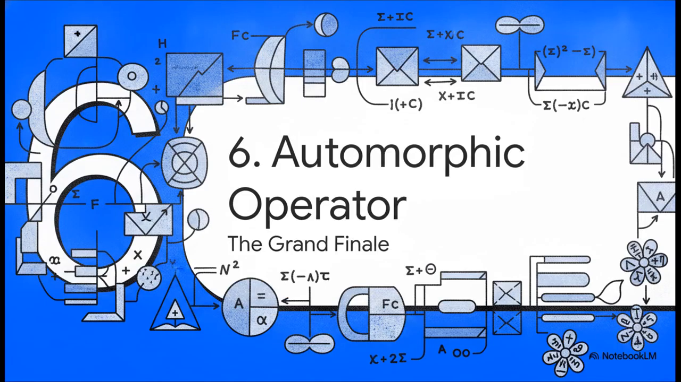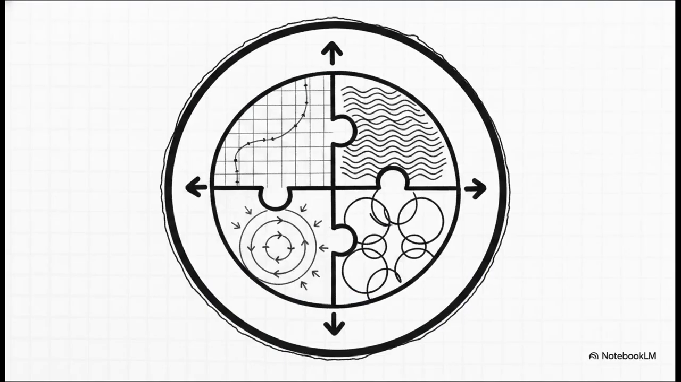Finally, we arrive at Section 6, the master automorphic operator. This is the grand finale of our mathematical tutorial, where we synthesize everything. We can now pull all these mechanisms together into the ultimate field theoretic translation, a unified infinite-dimensional operator system based on universal field interlocking conditions.